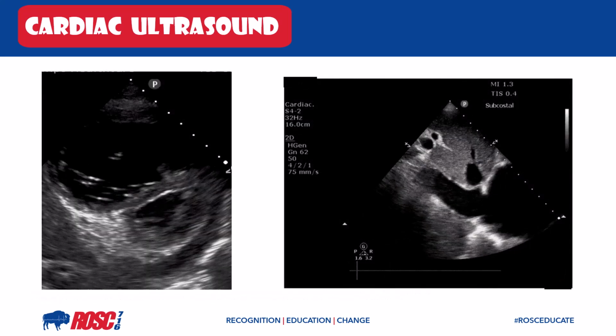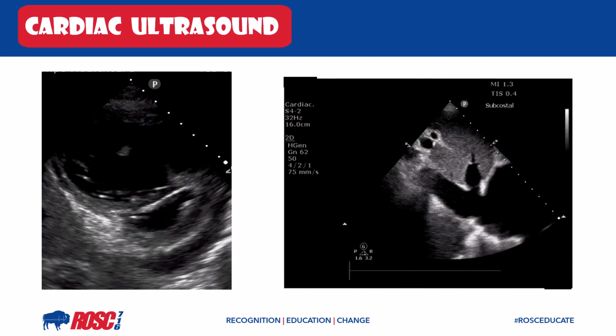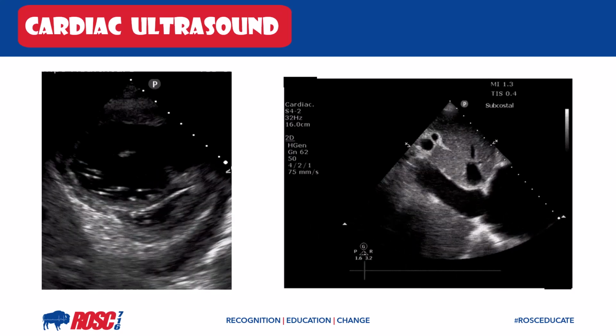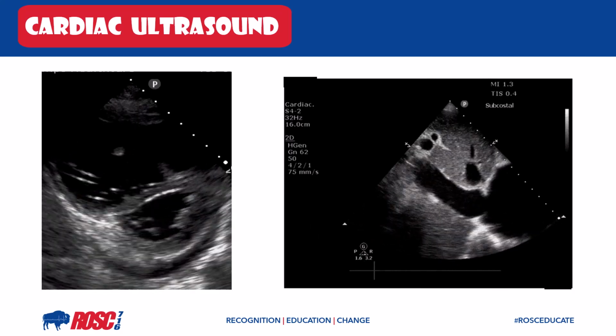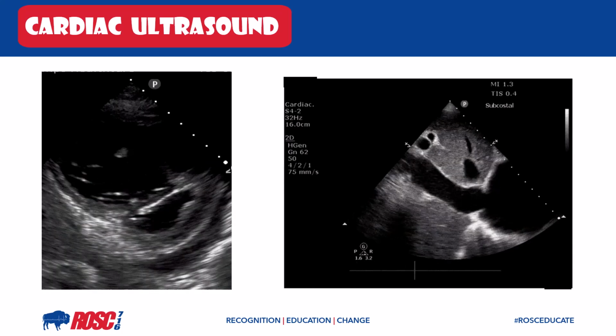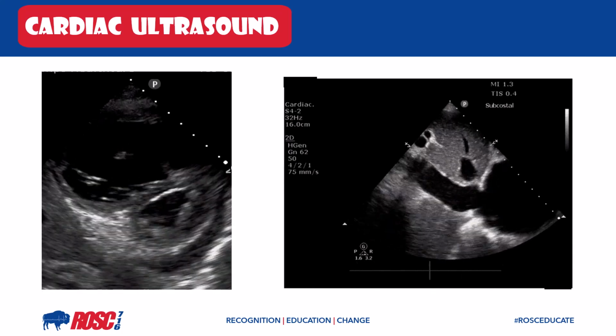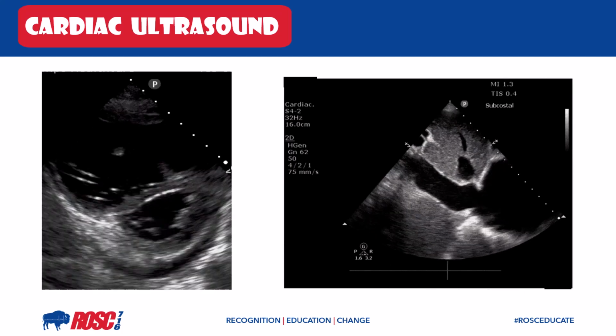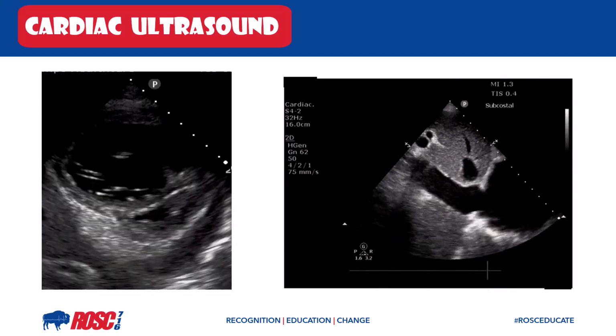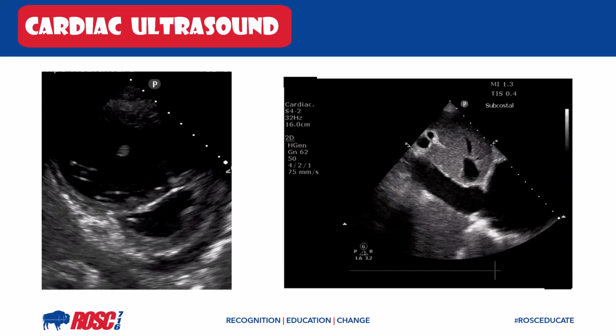Another qualitative assessment I'd like to throw out there before moving forward is RV failure. The cine loop to the left demonstrates a parasternal short axis view. There's a large dilated RV. There's an underfilled hypercontractile LV. There's a clear interventricular septum flattening. The LV is shaped like a D as opposed to a donut. This is referred to as the D sign.